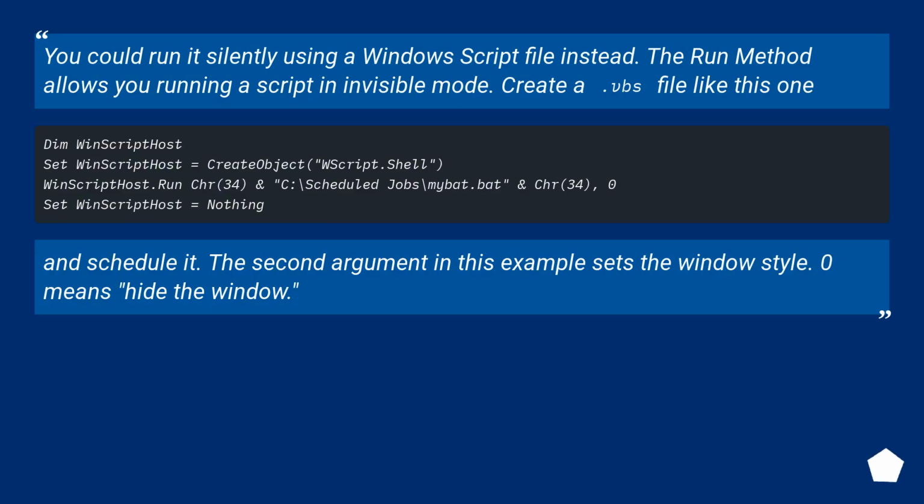You could run it silently using a Windows script file instead. The run method allows you running a script in invisible mode. Create a .vbs file like this one, and schedule it. The second argument in this example sets the window style. 0 means hide the window.